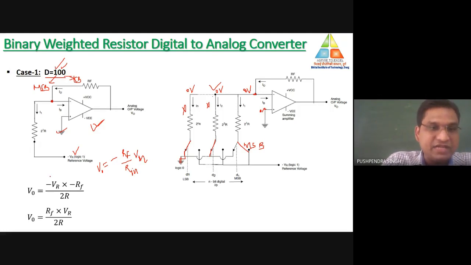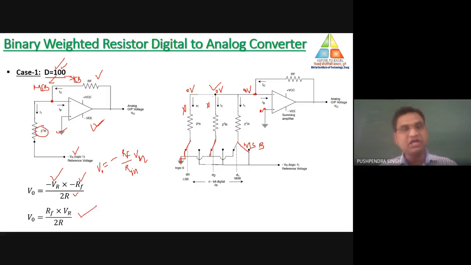Vin is equal to minus VR. We have substituted Vin is equal to minus VR. RF is equal to RF, and Rin is 2R. So from there, the output is equal to RF into VR divided by 2R. This is how we can calculate the value of output in case of binary weighted resistor type digital to analog converter. So this is the output in the first case, when the MSB bit is equal to 1 and all other bits are 0.